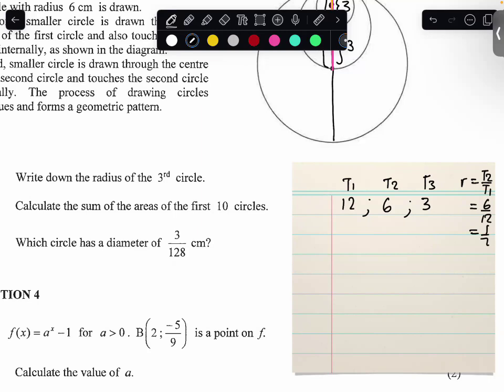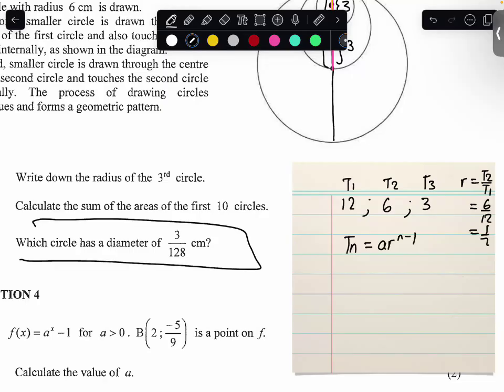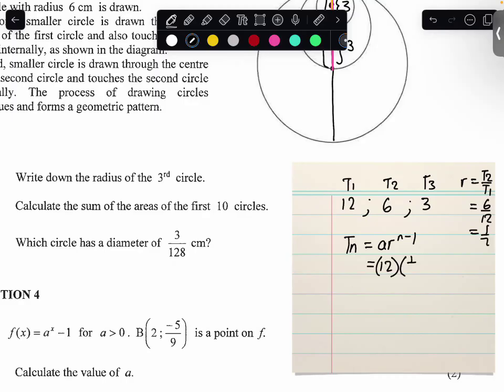They're asking me which circle has a diameter of 3 over 128, which is simply asking me which term is 3 over 128. So I'm first going to get the general term of this geometric series, because this mentions nothing about sum. So that's why we're not using Sn, right? So I'm going to get the general term. a is 12. r is a half, all to the n minus 1. Tn, they are asking me, needs to be 3 over 128. So which circle has the diameter 3 over 128? So Tn needs to be that 3 over 128. And then you need to solve for n to get which circle it is.